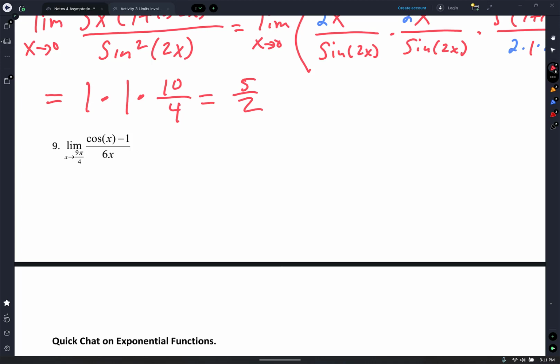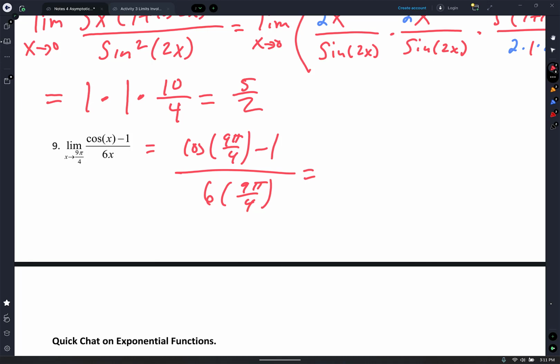Can I do direct substitution with this last one here? Yes. Just do direct substitution. Well, I guess if I'm going to do direct substitution, I don't have to write the word limit anymore. Cosine 9 pi over 4 minus 1 over 6 times 9 pi over 4. Do you remember what cosine 9 pi over 4 is? Yeah, it's like pi over 4. Good job, Lavelle. 9 pi over 4 is like pi over 4.